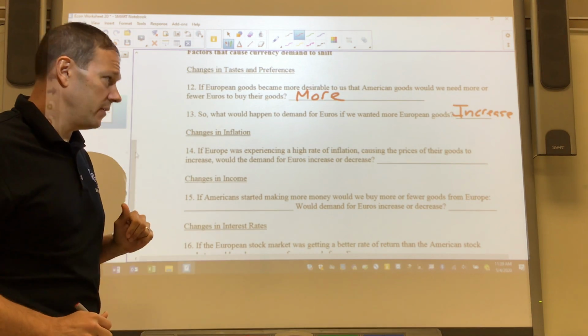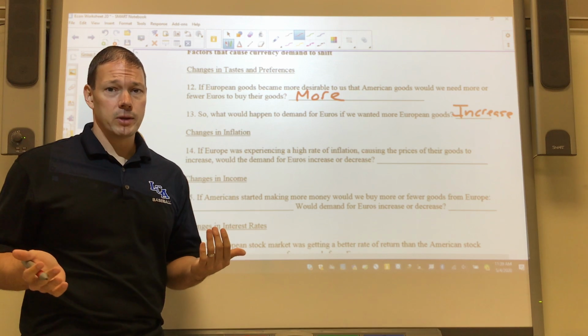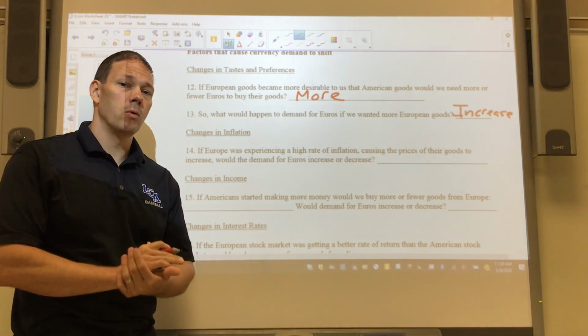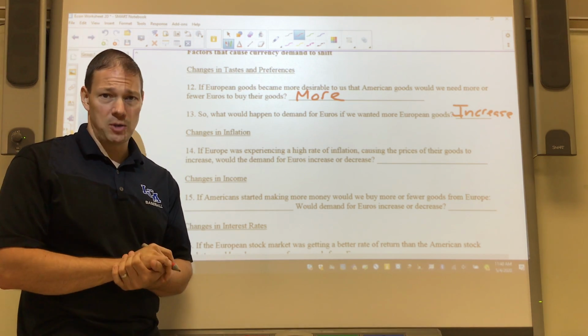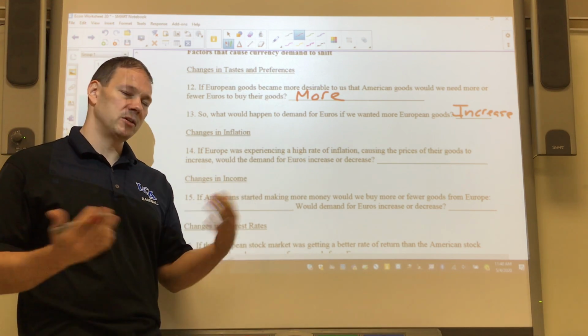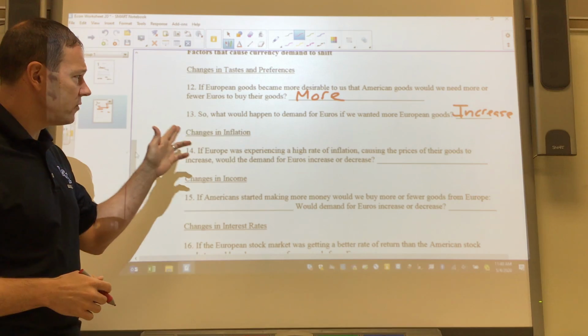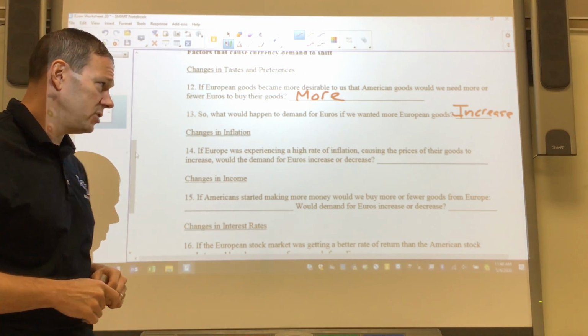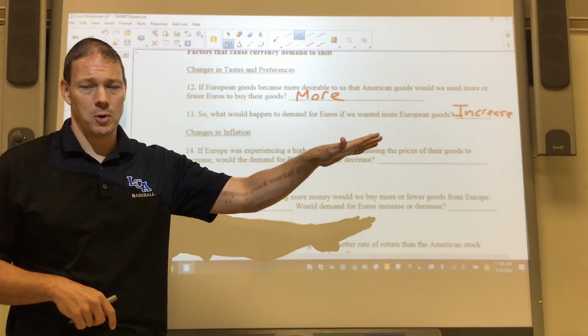All right, changes in inflation. Generally, the rule here is wherever inflation is lower, that's where people want to buy from because things are cheaper. If there's a nation that's getting a high rate of inflation, their stuff's getting more expensive, we don't want to buy from there. So if Europe is experiencing a high rate of inflation, we're going to be like, we don't want to buy things from Europe.